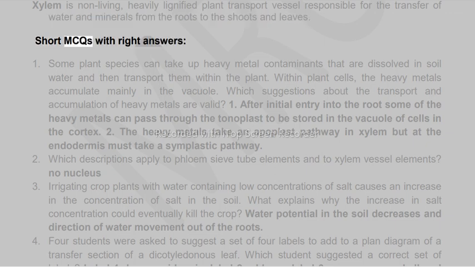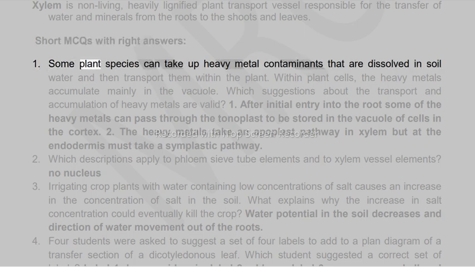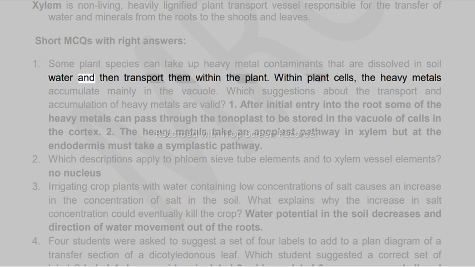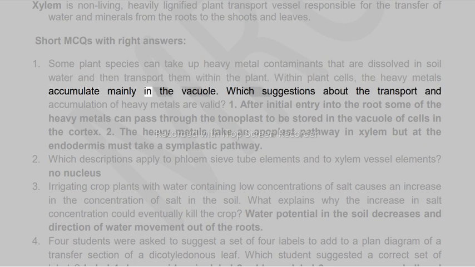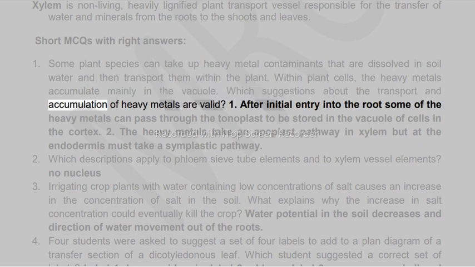Short MCQs with right answers. 1. Some plant species can take up heavy metal contaminants that are dissolved in soil water and then transport them within the plant. Within plant cells, the heavy metals accumulate mainly in the vacuole. Which suggestions about the transport and accumulation of heavy metals are valid?